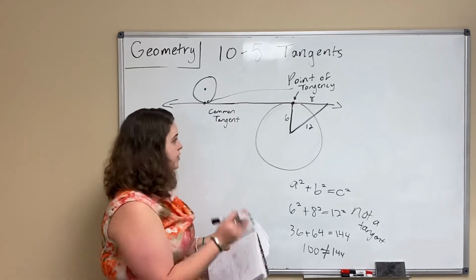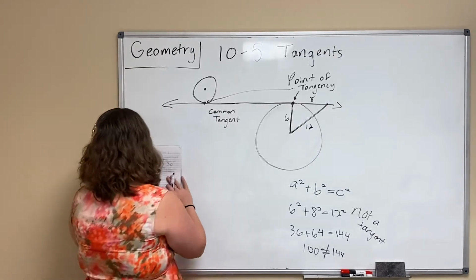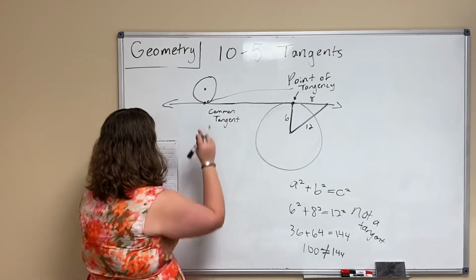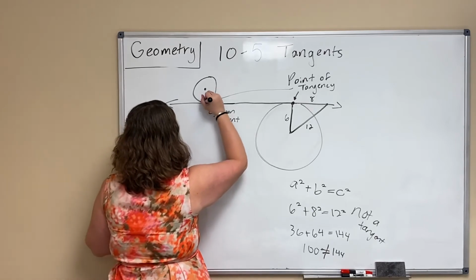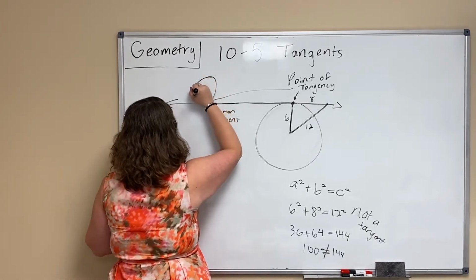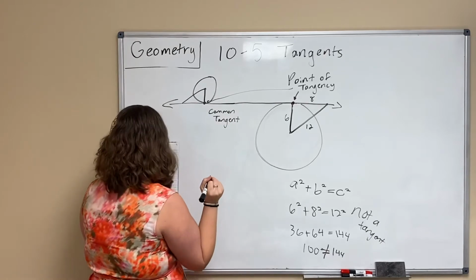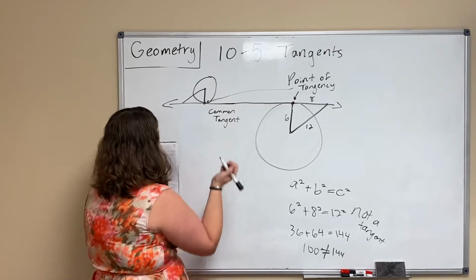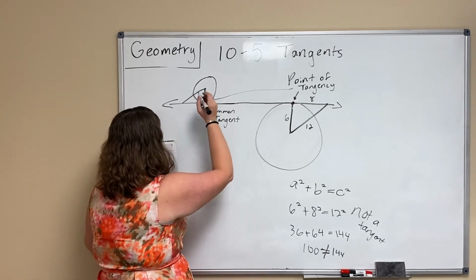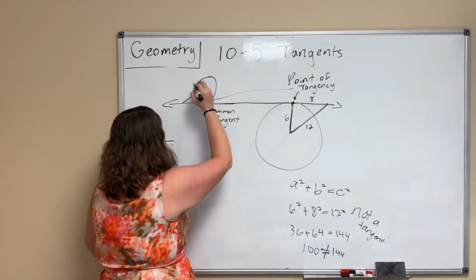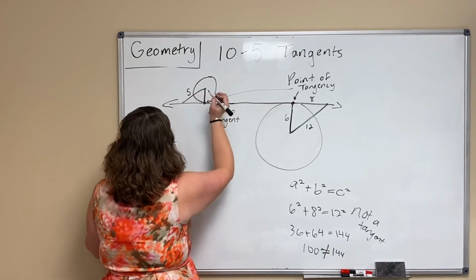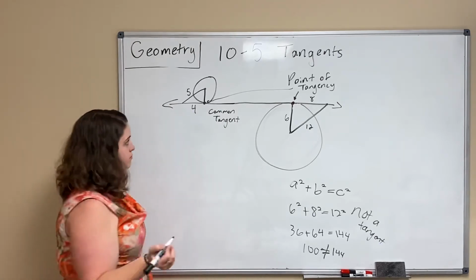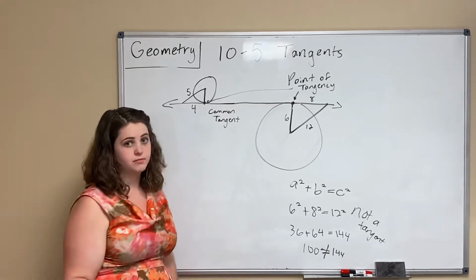The other type of problem you'll run into is they'll say this is a tangent, now find the radius for me. And it'll be something similar. They'll go, this one is 5 and this one is 4. What's our third one? Find the radius of this circle.